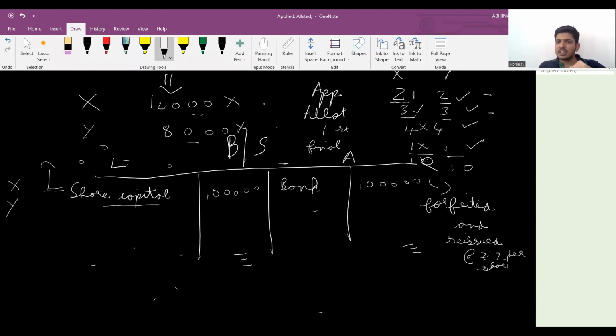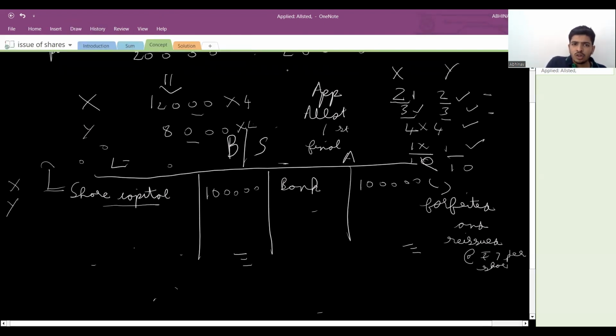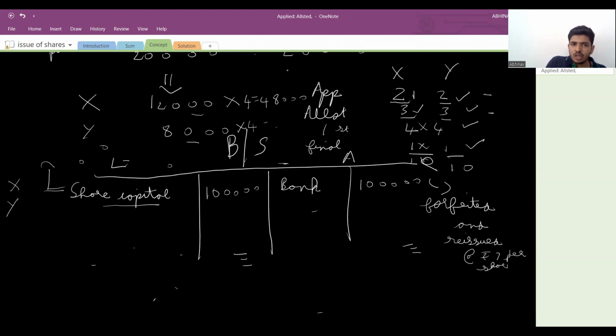Now again, X and Y are the part owners of the business. Now the company should make an entry where X and Y become due again. The company makes X and Y due to pay the third installment. What is the third installment amount? X needs to pay 48,000 and Y needs to pay 32,000. Totally 80,000 needs to be paid into the business. So now the company has a right over X and Y.